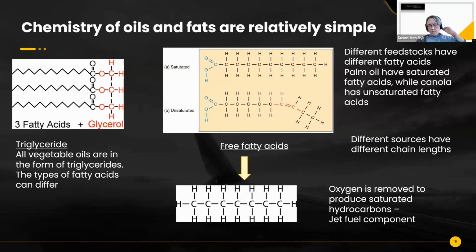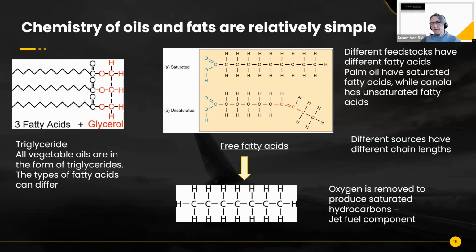So the chemistry of oils and fats is relatively simple, and this is one of the reasons why it's the only commercial production technology at the moment. When you look at oils and fats, you're either talking about triglycerides, which is in vegetable oils, and so you have these long carbon chains, and then you have the oxygen here at the end. And when you make biodiesel, for example, you remove this part and it becomes glycerol.